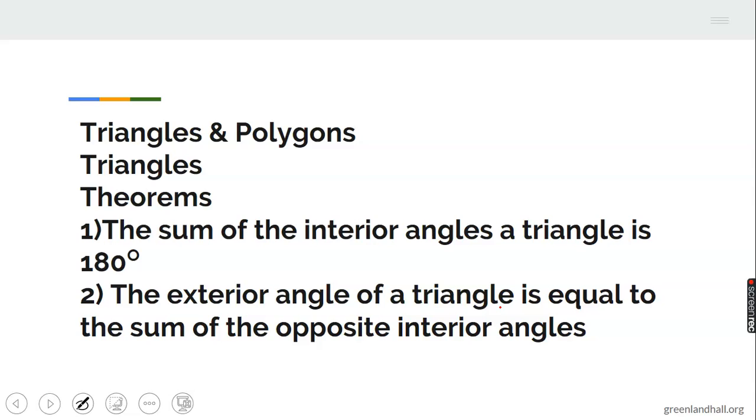Triangles and polygons. Now, for theorems, number one, the sum of the interior angles of a triangle is 180 degrees. That's the first theorem. The second one is the exterior angle of a triangle is equal to the sum of the opposite interior angles.